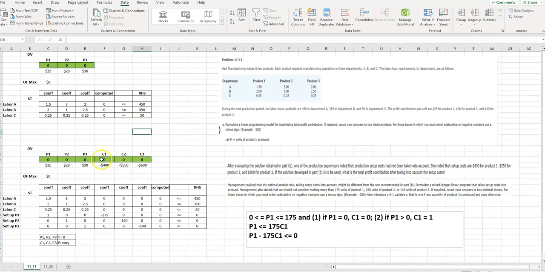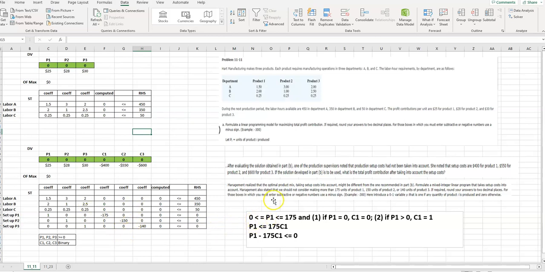If it's 0, it would mean that, for example, if C1 ends up being 0, that would say that product 1 was not manufactured. If C1 is equal to 1, that means we have an optimal solution that considers product 1 being manufactured. So what I have done here is I want to work on the relationship between P1 and C1, and then you can figure this out for the other 2 based on the way I've got the coefficient set up here.